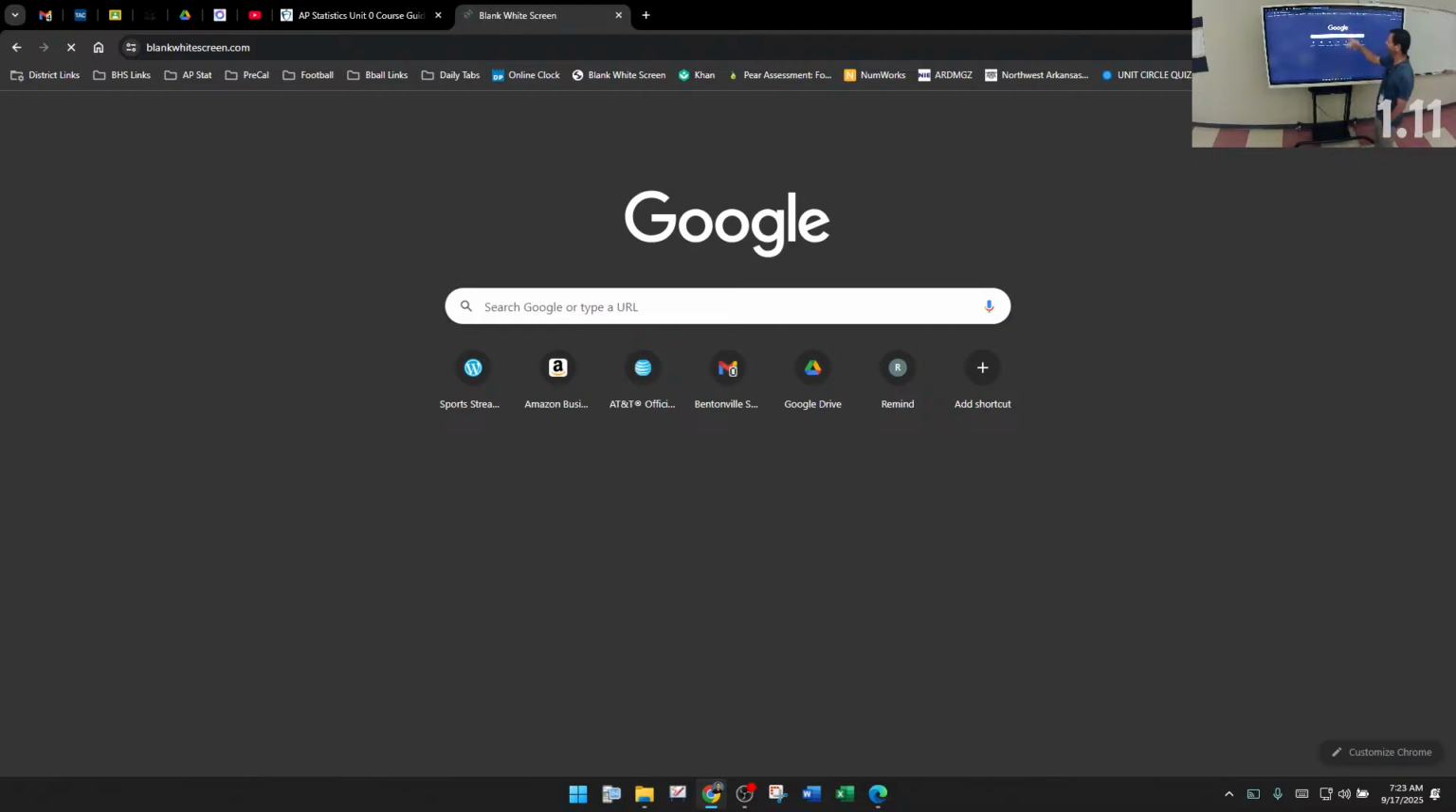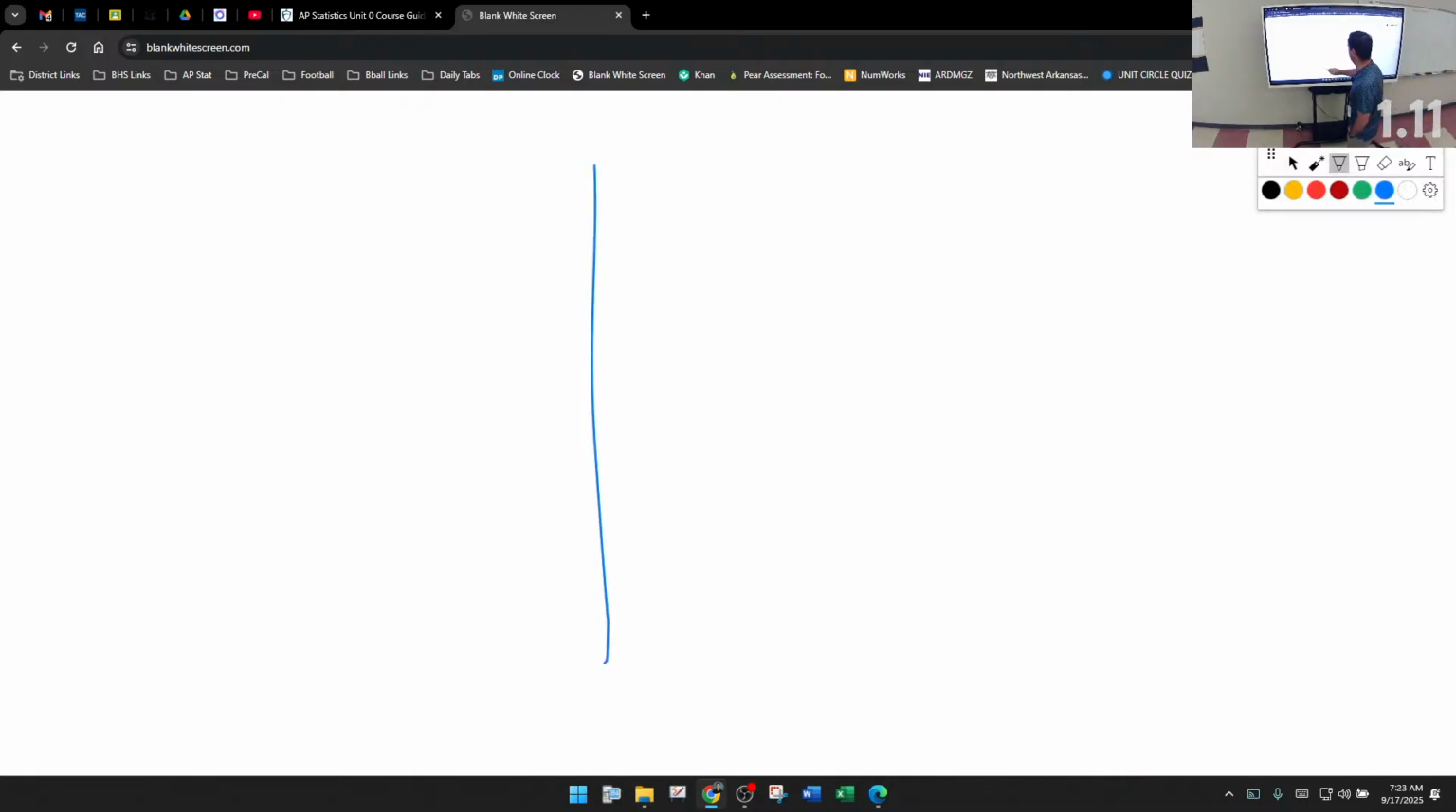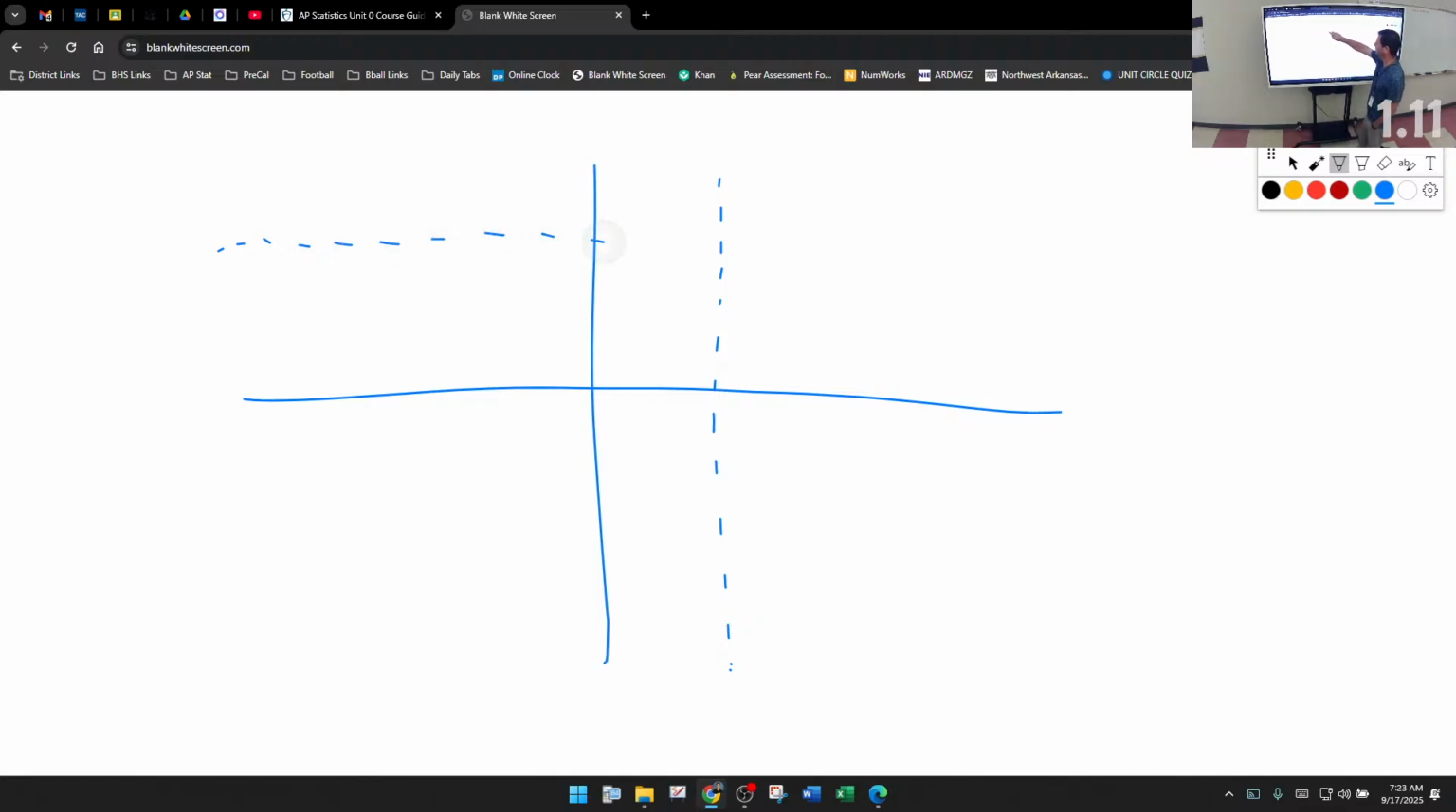Watch, look, blank white screen. Welcome to blank white screen. So this is my thinking, right? Here we have a y-axis and an x-axis, okay? And let's just say we got a vertical asymptote here, and let's say I got a horizontal one here. Well, if I plug in a number right here and it's positive, that doesn't tell me which way I'm headed, right? It could be here or here. If it's here, I'm going up to positive infinity. If it's here, I'm going down to negative infinity. So that's why I'm not sure that's the way to do that, right?